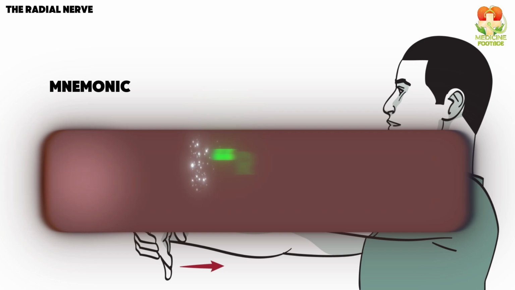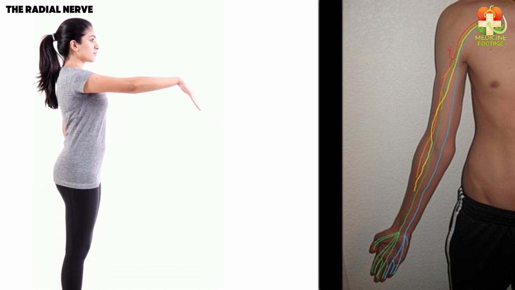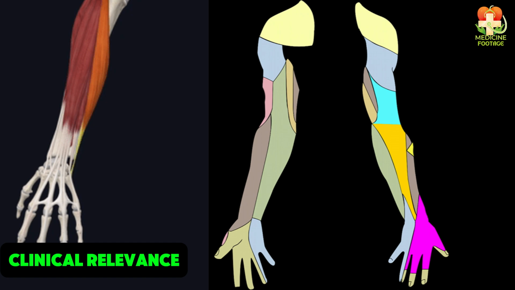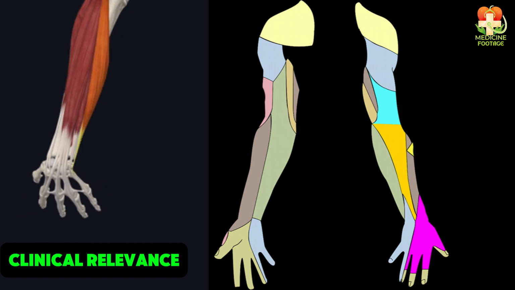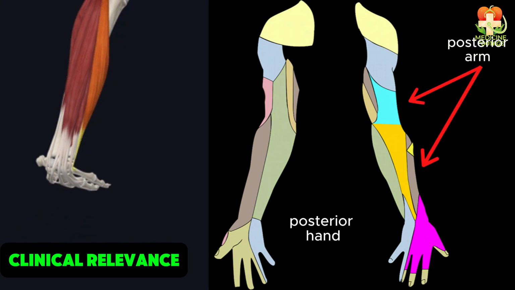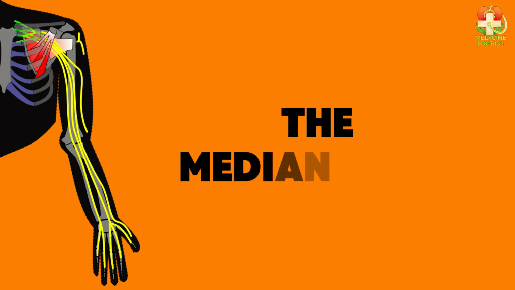Mnemonic. Radial, equal sign, raise for extension. Think of the radial nerve helping you extend your arm and wrist. Clinical relevance. Injury to the radial nerve can result in wrist drop and loss of sensation along the posterior arm and hand.